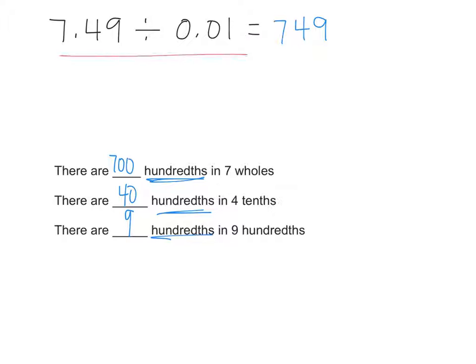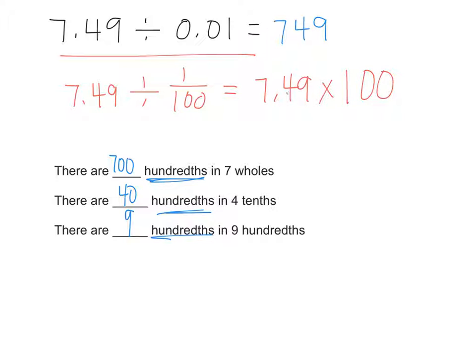Okay. Let's use what we know to check. How can I rewrite this using fractions? I can say it's 7.49 divided by 1/100. Yes? And so when we divide with fractions, we start with the whole, which is 7.49. And we multiply that by the reciprocal of the divisor. The divisor is 1/100th, so the reciprocal is 100. And so when we multiply something by 100, we move the decimal point 2 spots to the right, and so the answer is 749. Does that confirm what we got before? Yep. Very good.